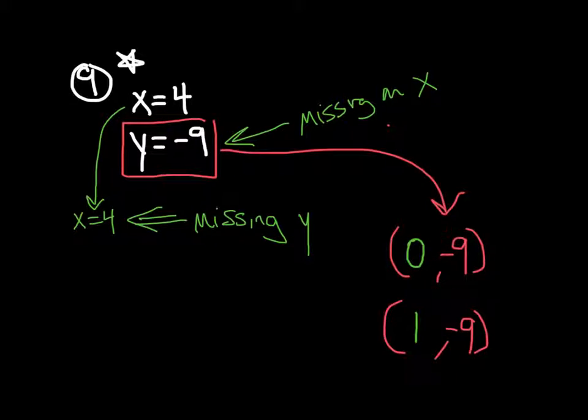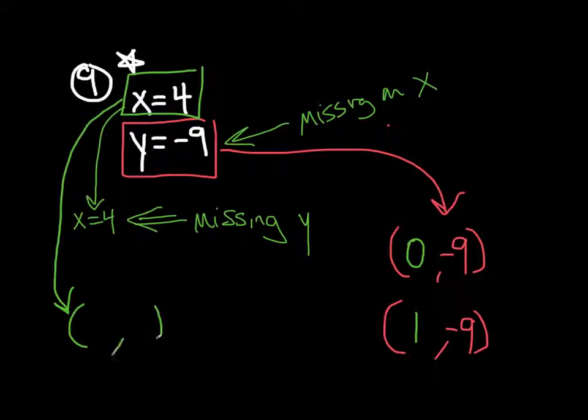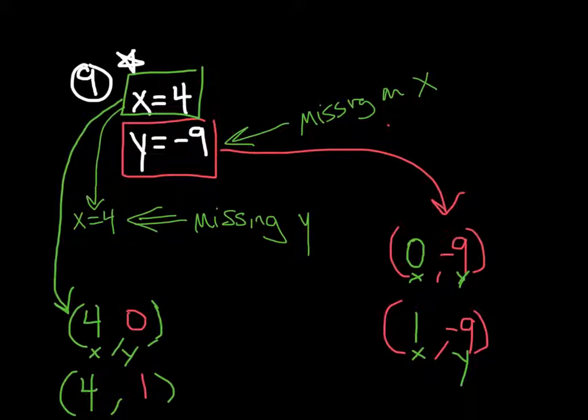Same with the x equals 4. We just need 2 points to graph that. So we could pick 2 points like this. The one thing that we'd have to be sure about both those points is that x is 4. And just a reminder, these are always x and then y, x and then y. And it wouldn't necessarily matter what we put in for y, 0, 1, as long as x equals 4, and on the other 2 points, y equals -9.